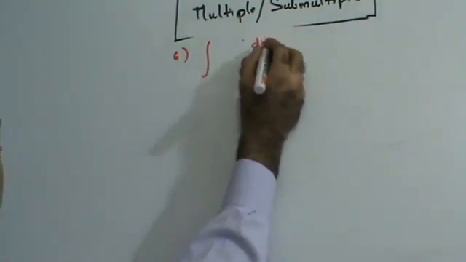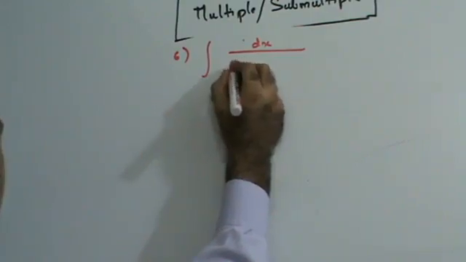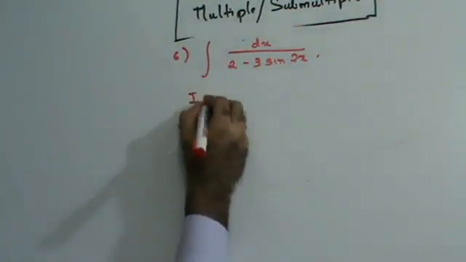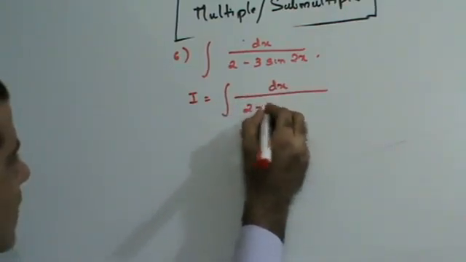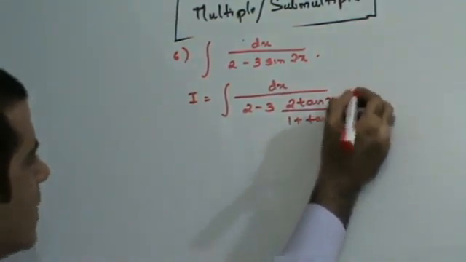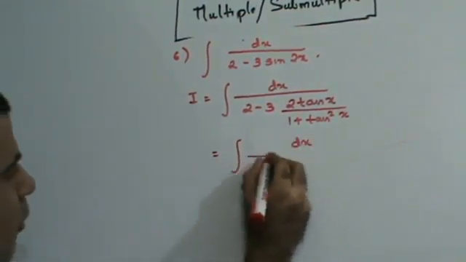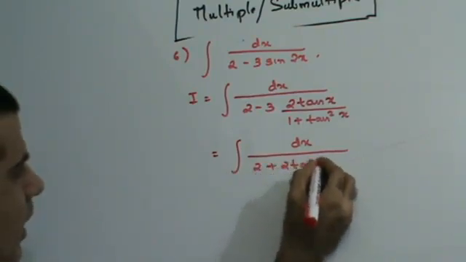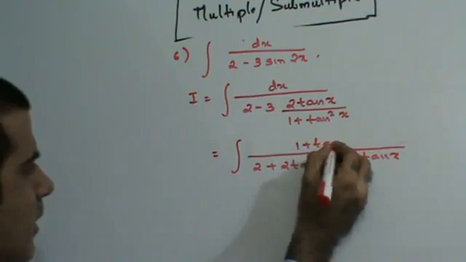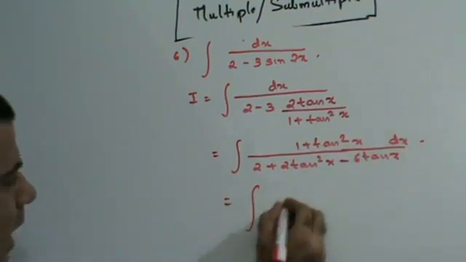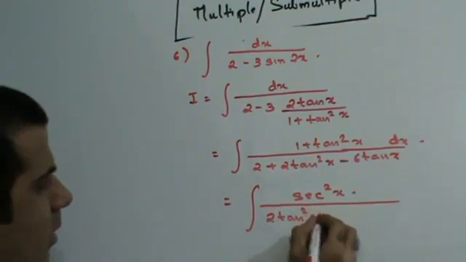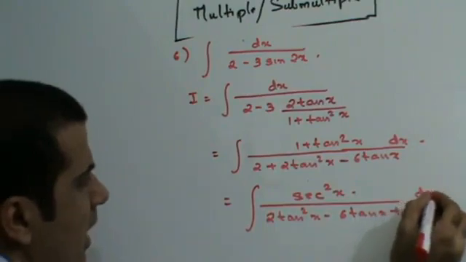Integral of dx upon 2 minus 3 sine 2x. Here instead of submultiple, you will have to use multiple angles. So I can say I is integral of dx upon 2 minus 3 sine 2 theta. Sine 2x is 2 tan x upon 1 plus tan square x. This can be written as integral of dx upon 2 plus 2 tan square x minus 6 tan x. Common denominator goes up. 1 plus tan square x dx. Identities. 1 plus tan square x is sec square x. This is 2 tan square x minus 6 tan x plus 2 dx.